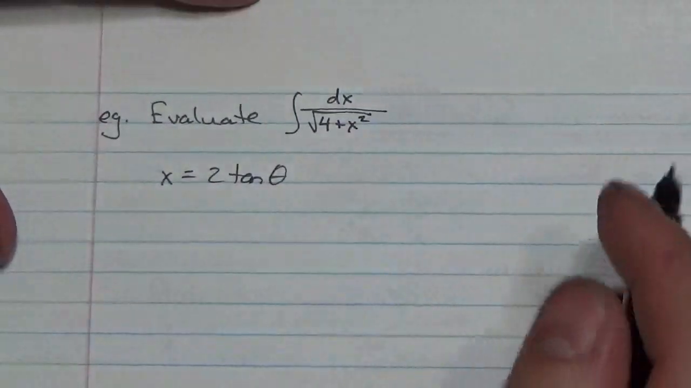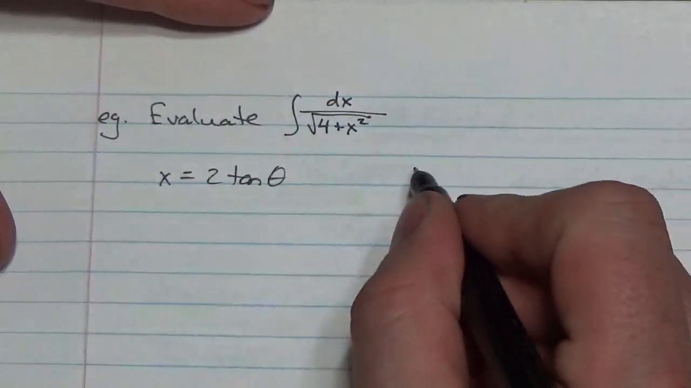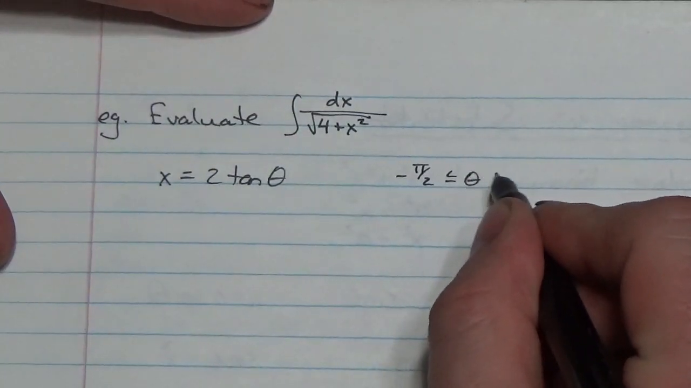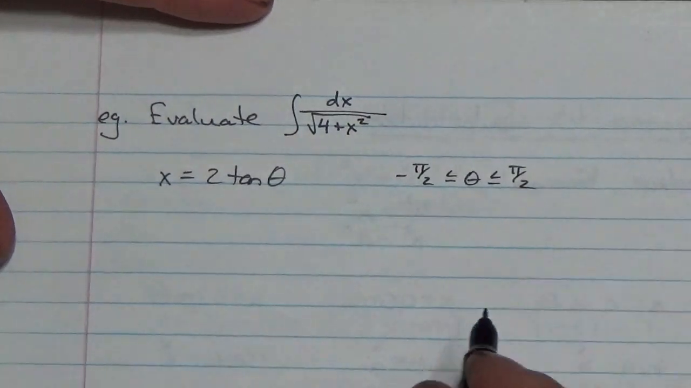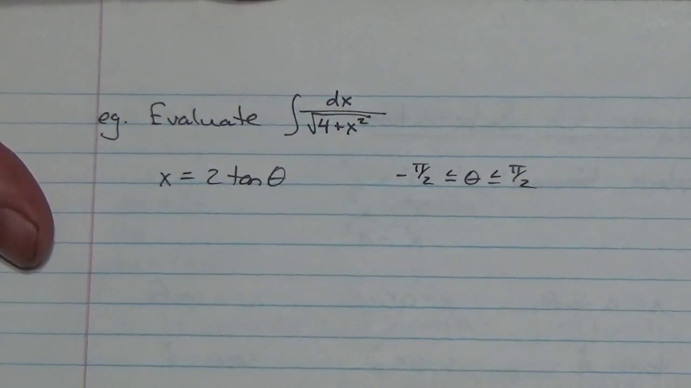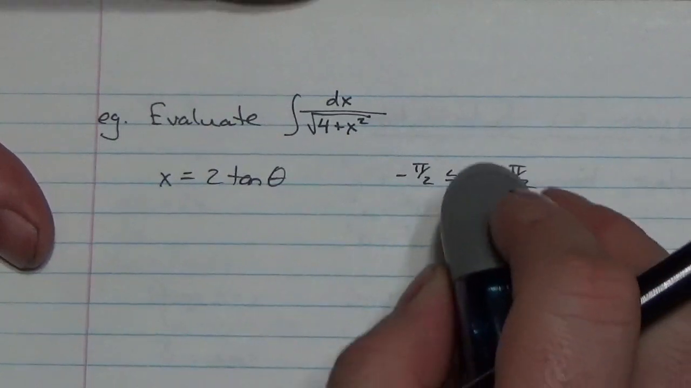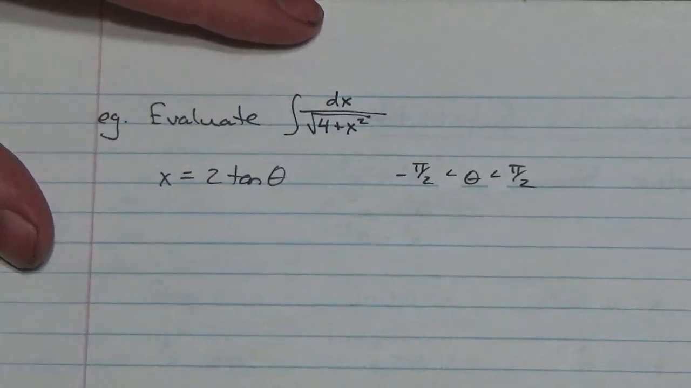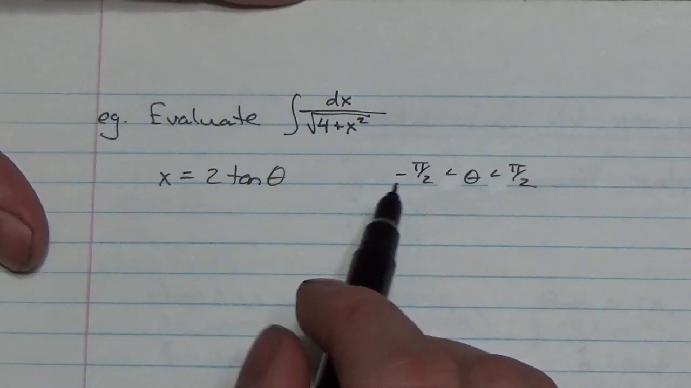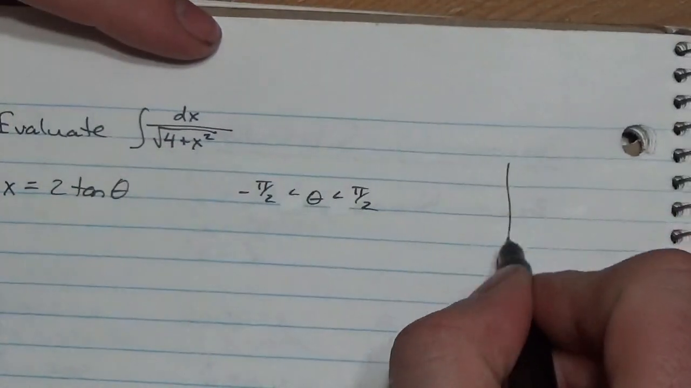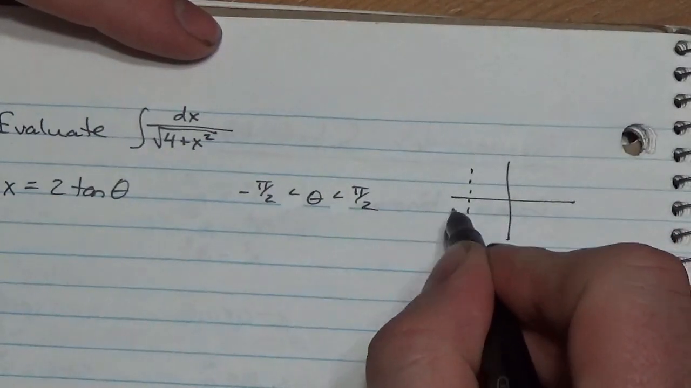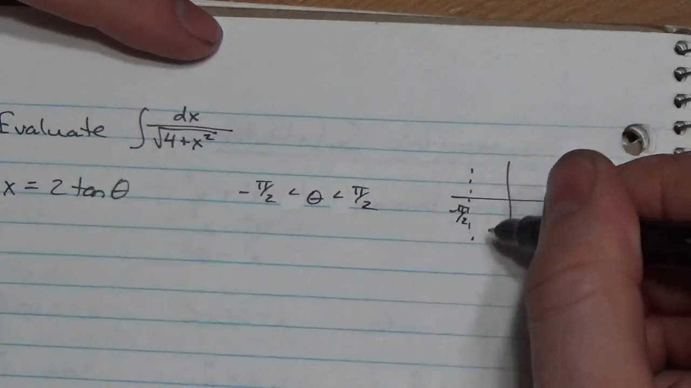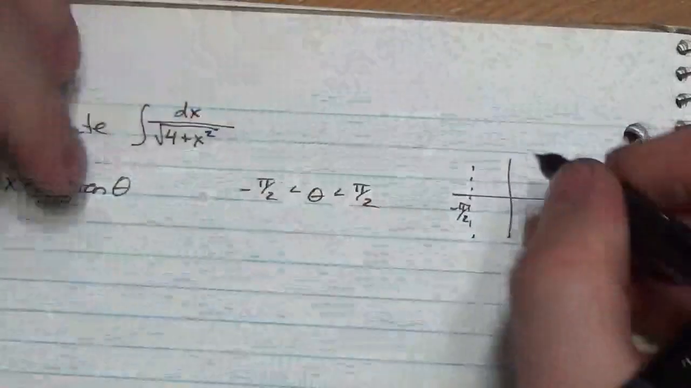Now, we're going to introduce a restriction here on the variable theta. We're going to let theta go from negative pi over 2 to pi over 2. Once again, I shouldn't be including the or equal to there. I'll explain that by saying this. When you think about the graph of tangent, out here at negative pi over 2 there's an asymptote, and out here at positive pi over 2 there's an asymptote. And then tangent looks like this.